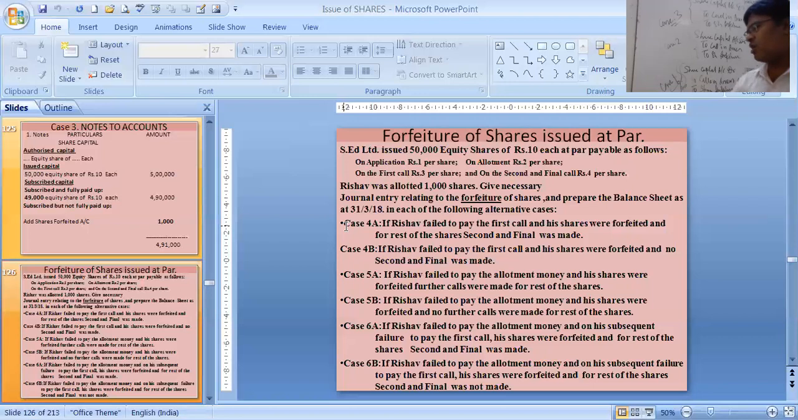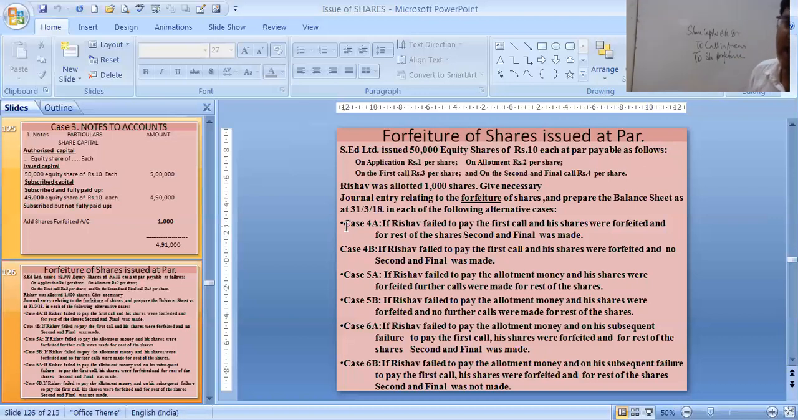So after the first call, when his shares were forfeited, our values will change, but journal entries will remain the same in case 4A also. Let's write the journal entries again. It will be again share capital account debit, calls in arrear, share forfeiture. This is the journal entry, student. The journal entry will be the same. The values will only be different.